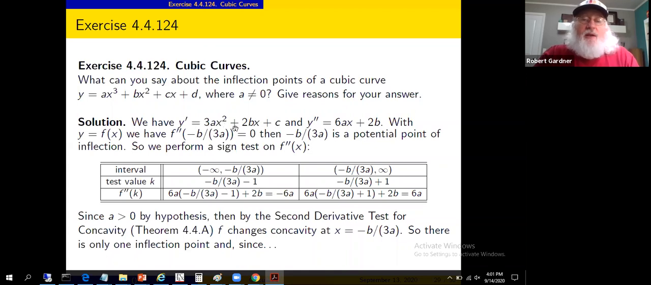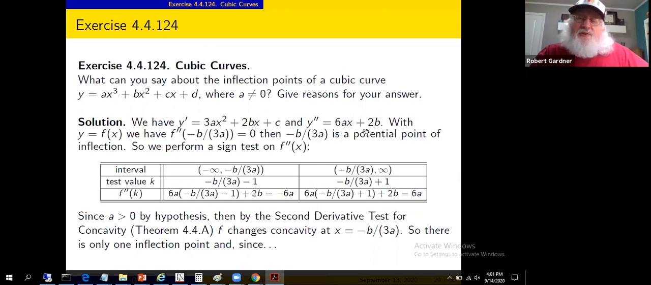Easy enough. It's a polynomial. Take the first derivative, we get this. Take the second derivative, the second derivative is 6ax plus 2b. You want to know about concavity? Well, then let's find where the second derivative is 0 or undefined. It's always defined. I'm dealing with a polynomial here. Could be 0 though. Set this equal to 0, solve for x.